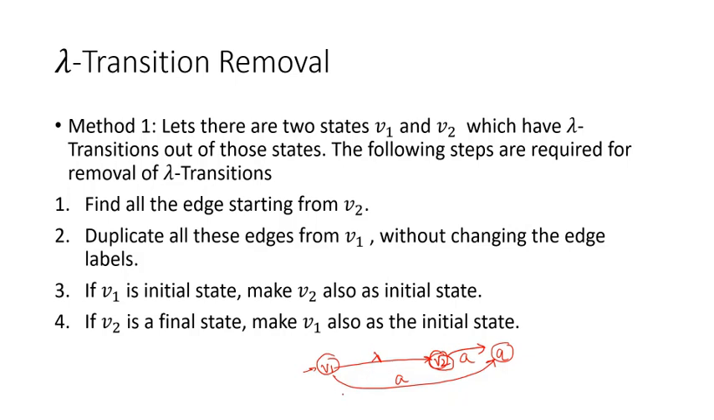If V1 is an initial state, then V2 is again an initial state. Now if V2 is a final state, then V1 is also a final state. And in this case, this lambda transition will be removed. So these are the basic steps. Let's go to the example.